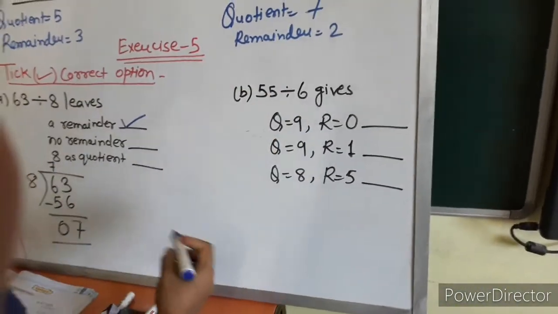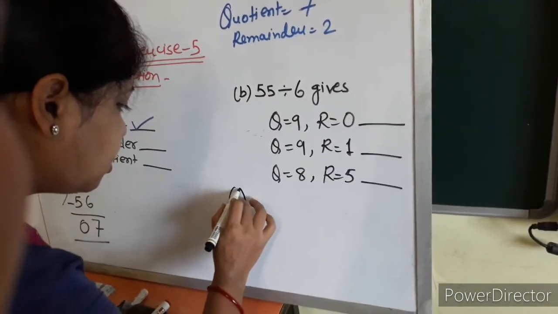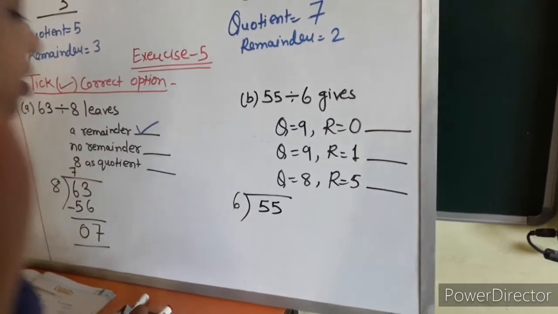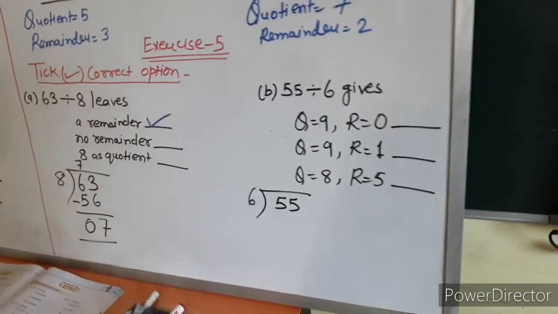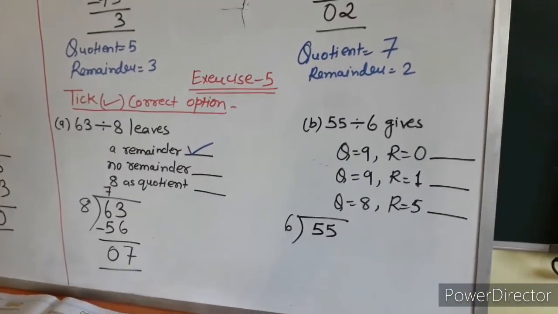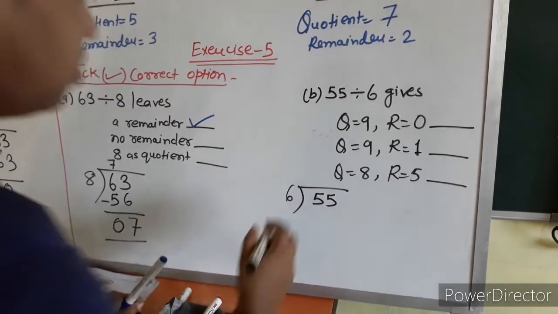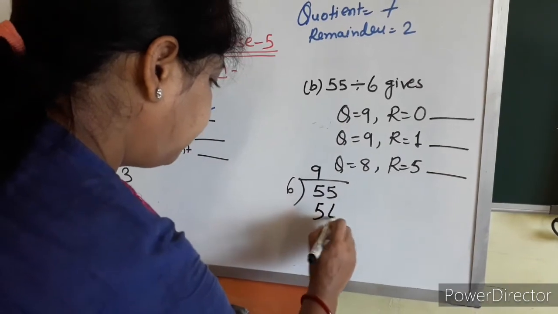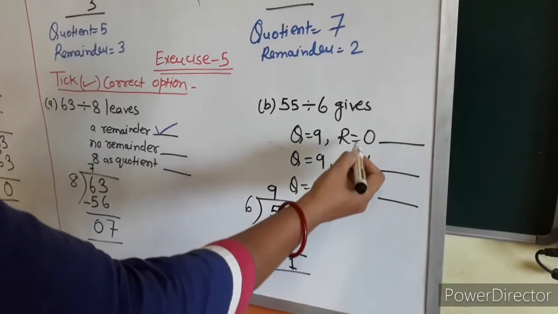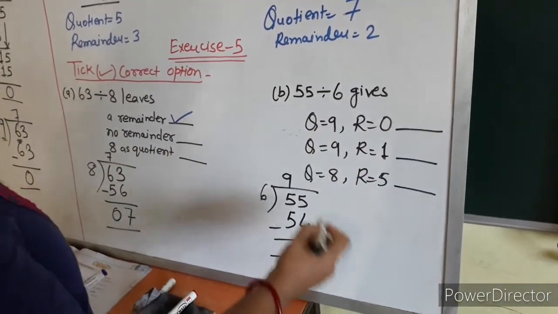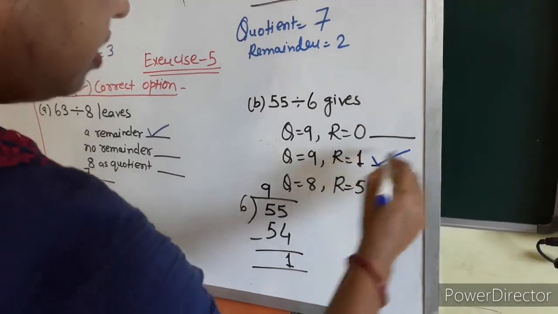Then this one, 55 divided by 6. 6 1 is 6, 6 2 is 12, 6 3 is 18, 6 4 is 24, 6 5 is 30, 6 6 is 36, 6 7 is 42, 6 8 is 48, 6 9 is 54. So here you will write 6 9 is 54, remainder 1. So the quotient is 9, remainder is 0. No, this is not right. Then quotient is 9 and remainder is 1. So we have to put a tick mark here.